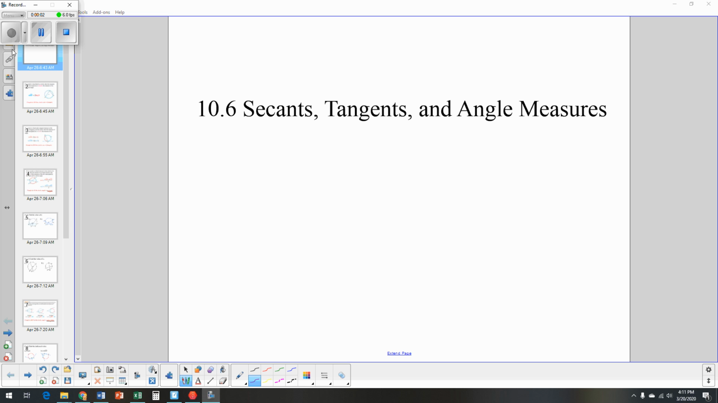Our next lesson is 10.6, secants, tangents, and angle measures. So we're still going to focus on different angles and arcs that are formed, but now we're going to do it when there's secant lines and tangent lines.